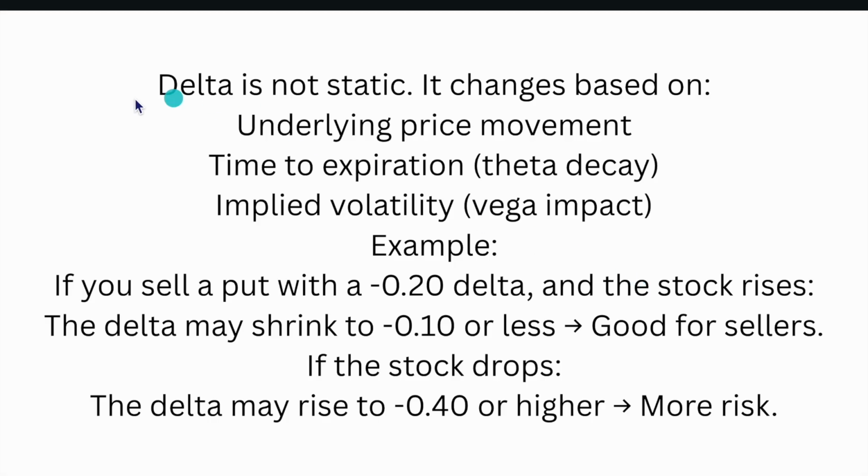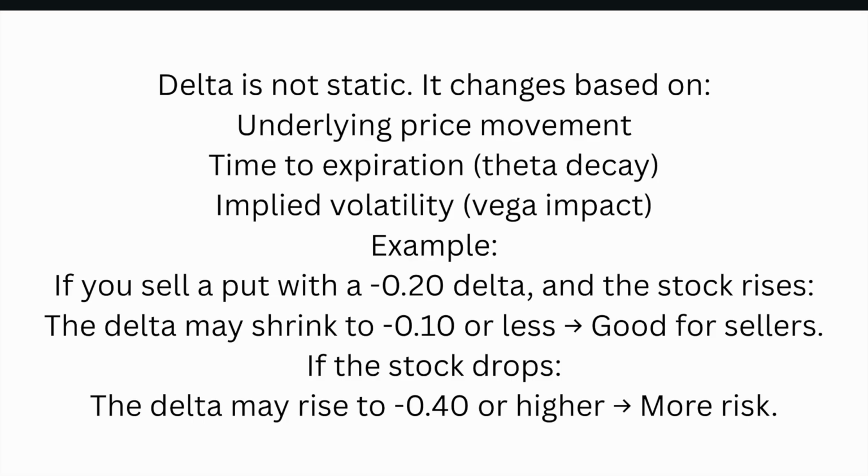Now, delta is not static. We will do future videos on all these. It's based on the underlying price movement. If you bought, say, a 0.3 delta call and then it moves up, the delta will go higher as it keeps going up. Time to expiration, that has to do with your theta decay. If you have more time for a position to move in your favor, then the delta could easily be factored into that. And also implied volatility.